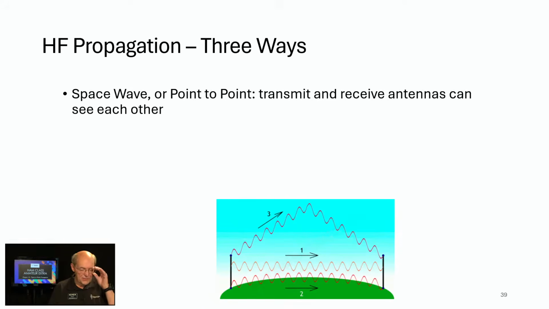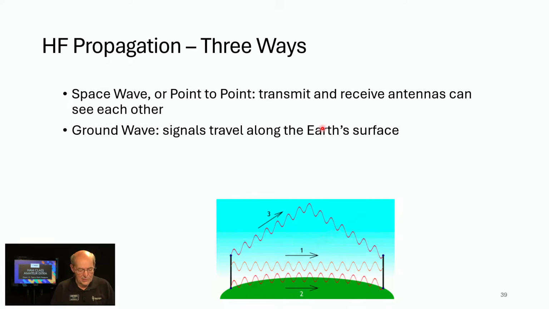So there's three ways a radio signal can get from hither to yon, as they say. We've got space wave. That's this one here, where we're going point to point. Receive antennas can see each other. Then we've got ground wave. Be expanding on that a little bit.